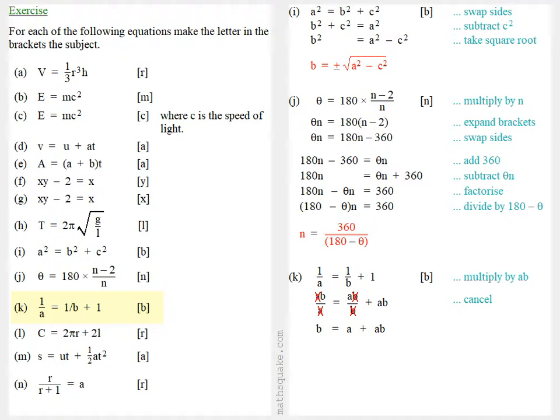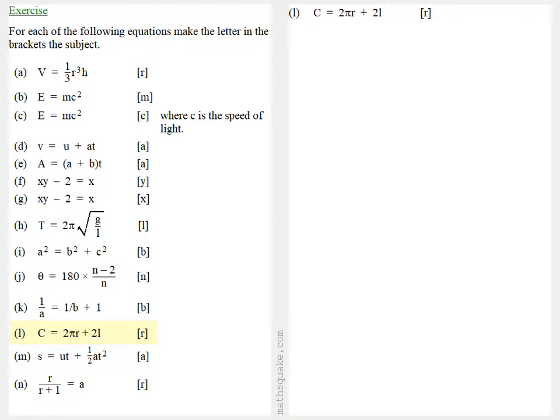Now we want to make b the subject, so we want to get all the b's onto the left-hand side. So subtract ab, and we end up with b minus ab equals a. Now we can factorise the left-hand side. b is common, so we have b into (1 minus a) equals a, and we can divide by 1 minus a to leave b equals a over (1 minus a).